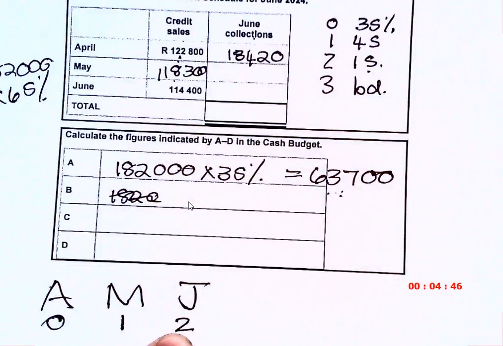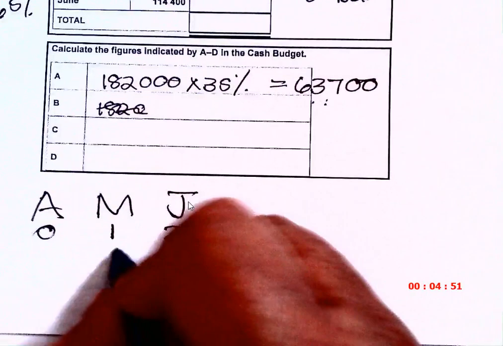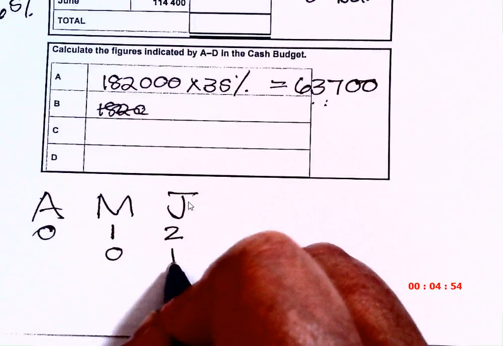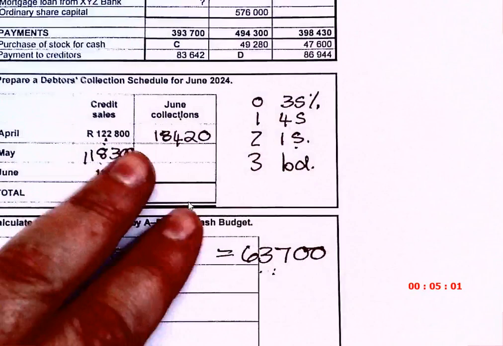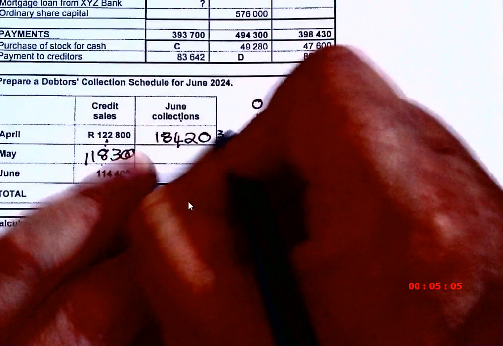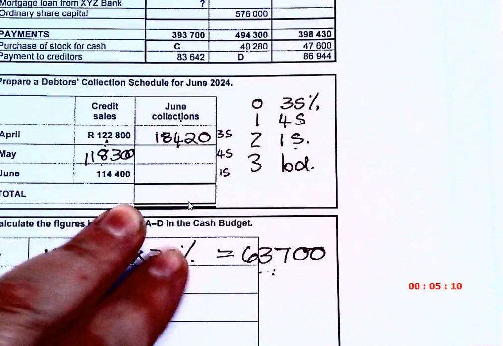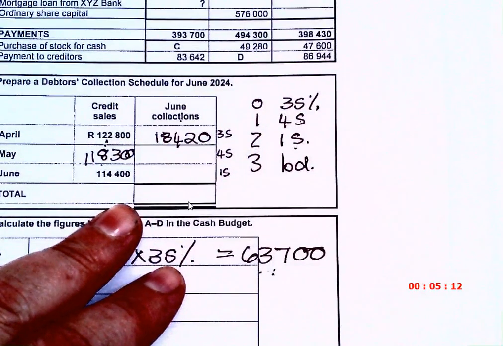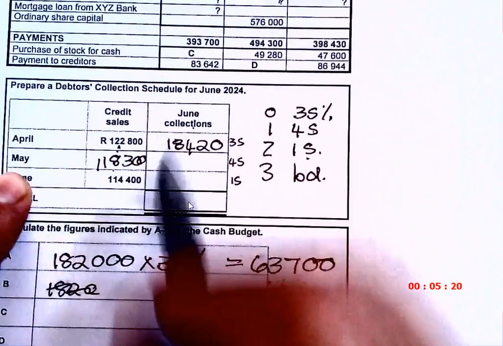Okay. Now, I know I can now do it like this. May is 0, meaning June is 1. Then June is 0. Does that make sense? Or I can do it like this. If this one here is 35%, it means this one is 45, this one is 15. Does that make sense? The other way around, because May is 0, meaning June is 1.